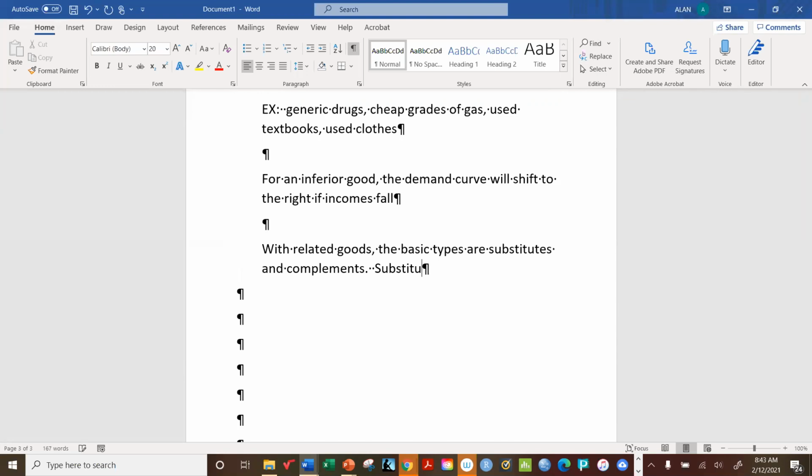Substitute goods, or substitutes, are goods that satisfy the same needs. For example, Coke and Pepsi. They're not the same thing, although they're awfully close to each other. I mean, to a chemist, they'd be virtually identical to each other. What are they? They're cola, water, sugar, carbonation. Pretty much that's it.